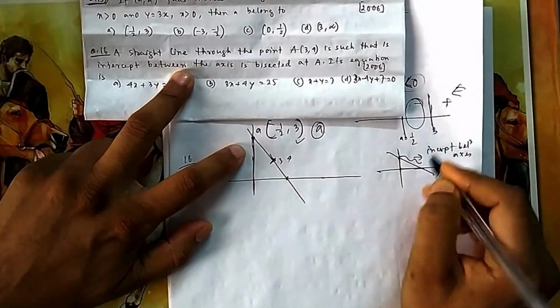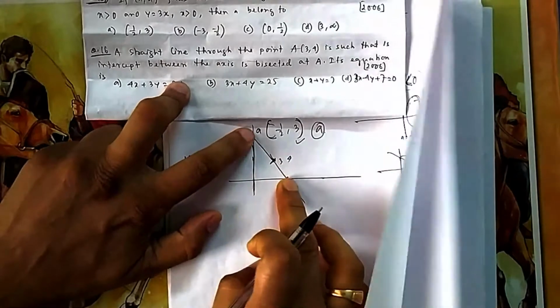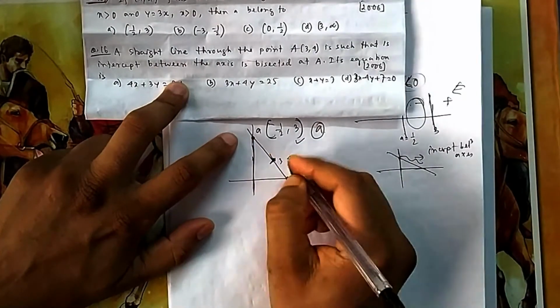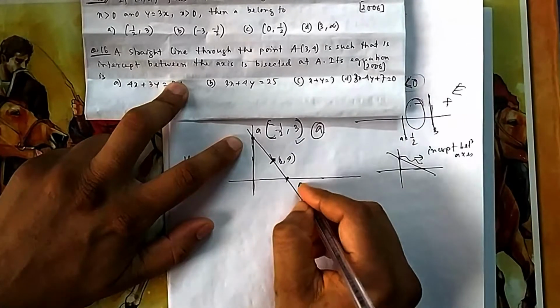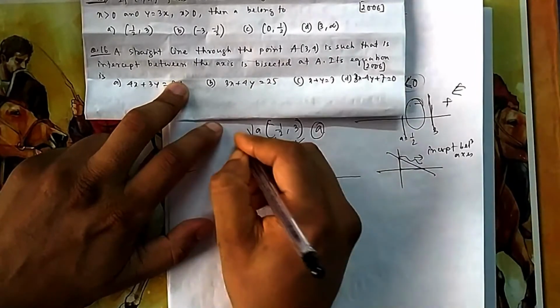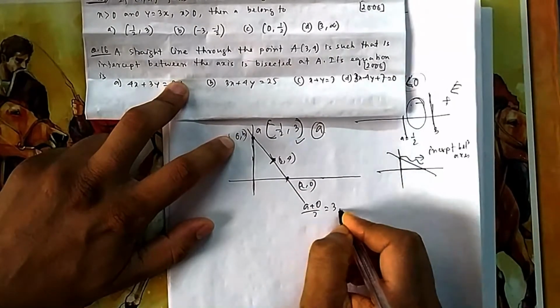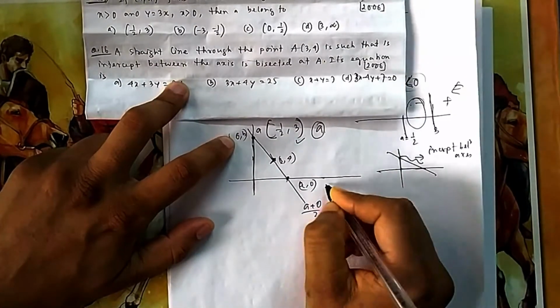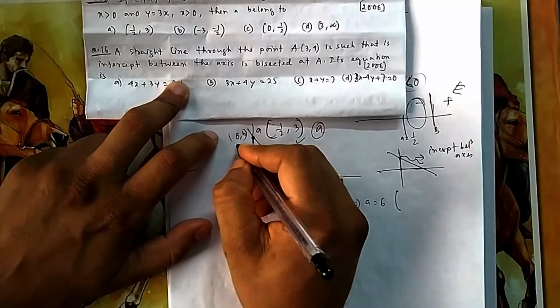What is stuck between the axes? So this portion is stuck between the axes. The intercept between the axes is bisected at A. So this is bisected at A. This is the half of these two. So if you take this one as (a, 0) and this as (0, b). Now you can calculate (a plus 0) by 2, that should be equal to 3, which means a equal to 6. So it is (6, 0). Similarly (0 plus b) by 2 is equal to 4, so b should be 8.